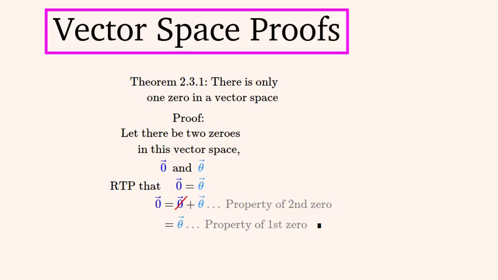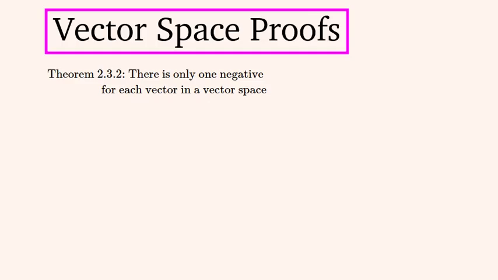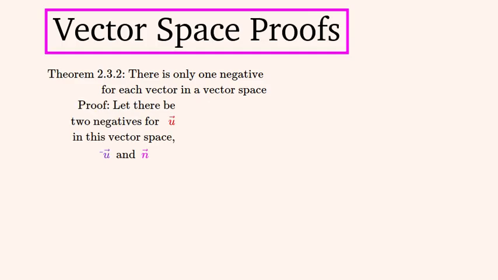It was done in only 2 steps. And now for the second theorem, that each vector has only one negative. The proof will be similar to the last one. We'll start off with 2 negatives, and then show that they are equal. I've decided to use the letter n for negative that I used last time, since there really isn't anything better to use. I gave these vectors similar colours. So here's the first step.